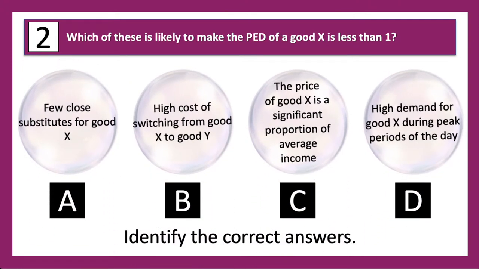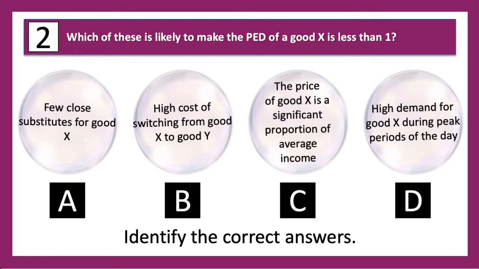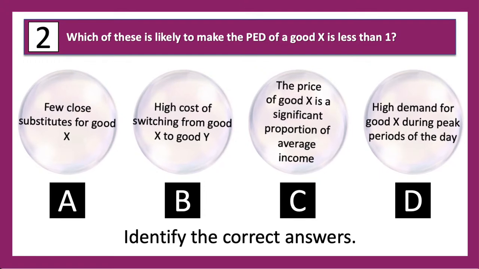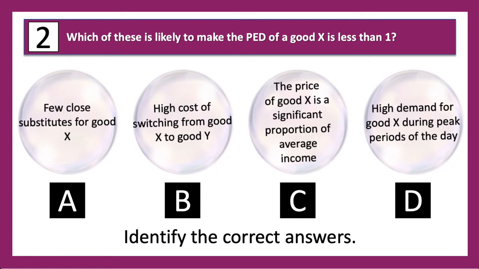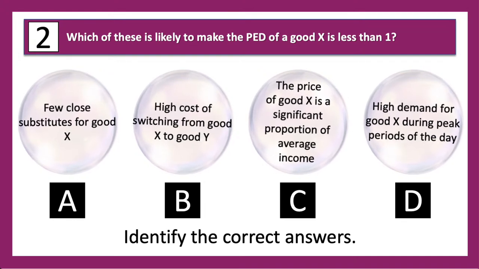Let's have another go. Don't forget, how many answers of these are correct? Which of these is likely to make the price elasticity of demand of good X less than one? So which of these is likely to make the coefficient of price elasticity low, below one, 0.1, 0.3, price inelastic?